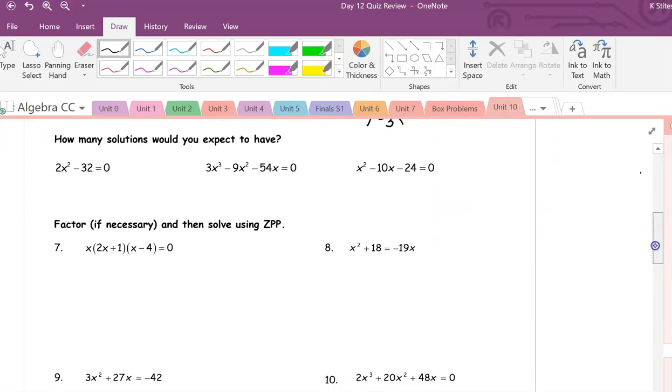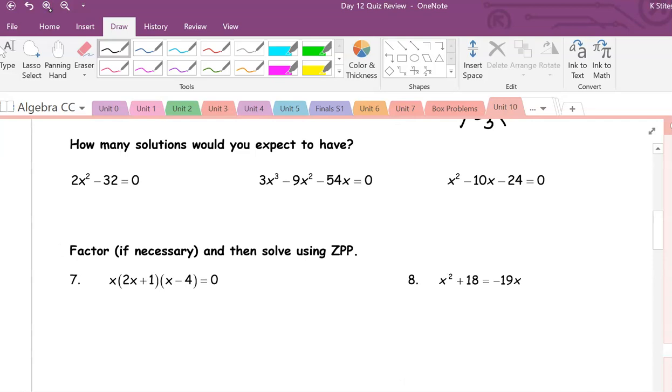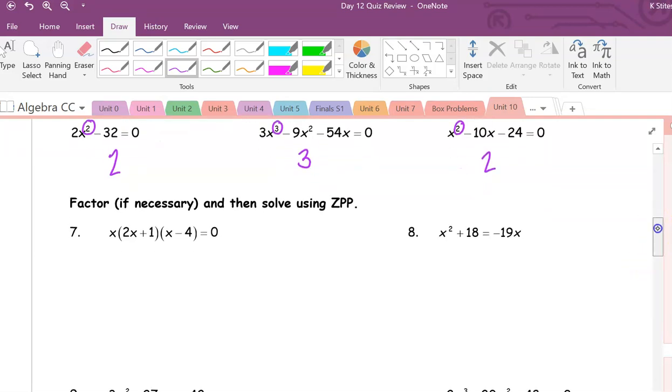All right, so before we start solving, let's make sure you understand how many solutions you should have. So in order to figure out how many solutions you're going to have, you should look at your degree. For example, this problem has an x squared, so we should expect to see 2 solutions. This next one has an x cubed, so we should expect to have 3 solutions. And finally, an x squared again, so we should expect to have 2 solutions. Now, sometimes there are special cases, but for the most part, this follows true.